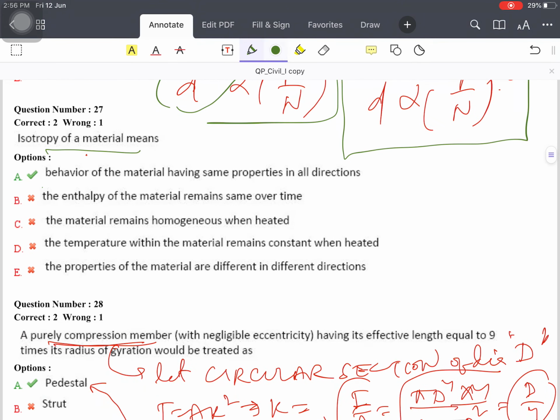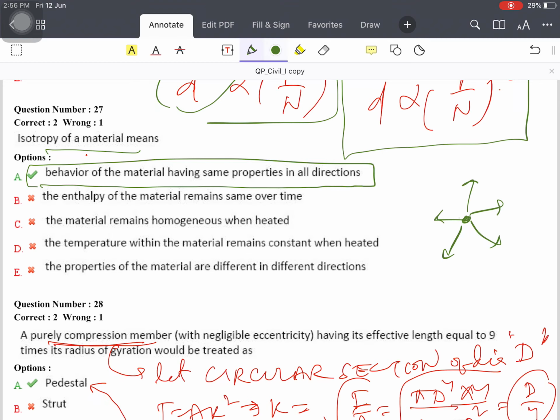Isotropy of a material means behavior of the material having the same properties in all directions. This is the point. So the properties must be the same in all directions. This is known as isotropy.